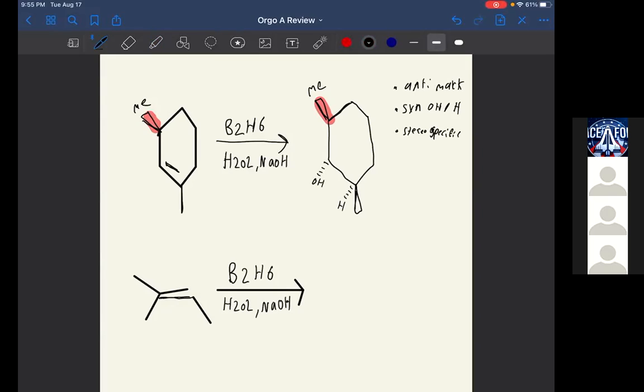And yeah, that's B2H6. Now then, same thing happens here. So your final product for this one, the OH, you'd want to think would go here, but that's actually not true. Once again, it follows anti-Markovnikov, meaning it's going to attack the less stable carbocation, and it's actually going to be put on a dash.